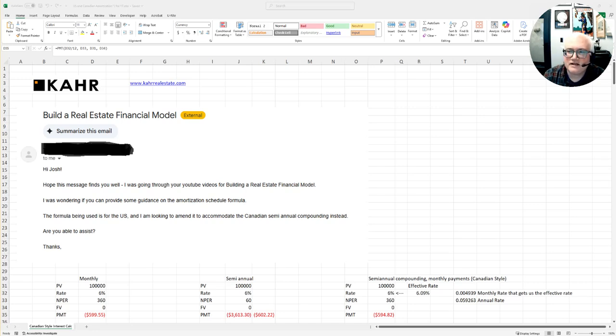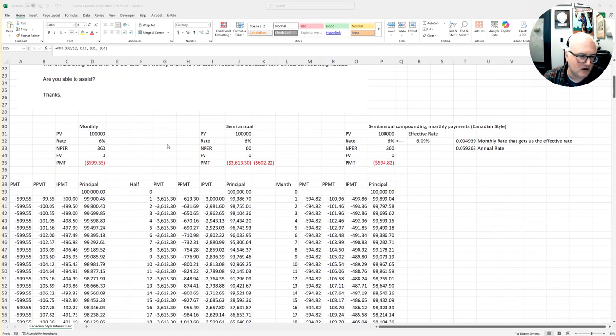And I say basically because the Canadians do something very interesting with a lot of their mortgages. I see a lot of their commercial real estate debt where they'll do semi-annual compounding with monthly payments. Now, this is odd, and let me show you how it's calculated. Let's first start with a simple conversation.